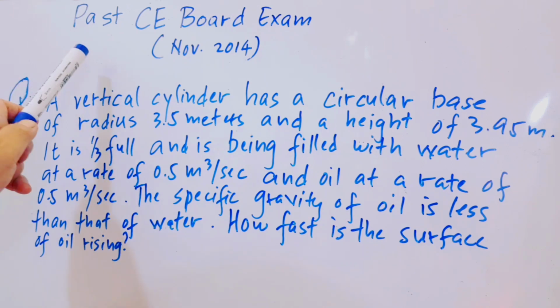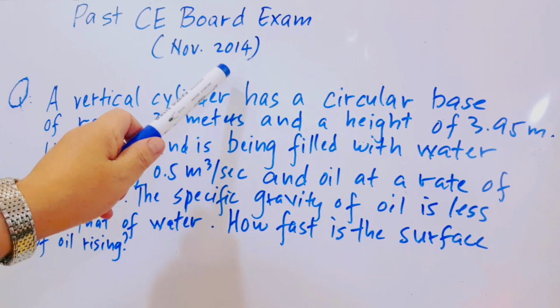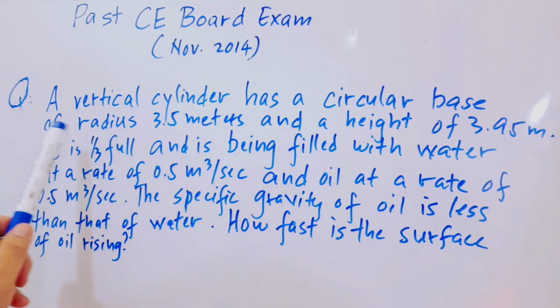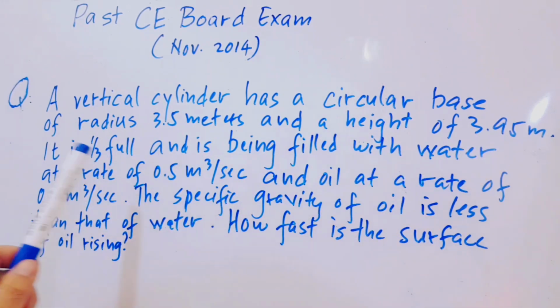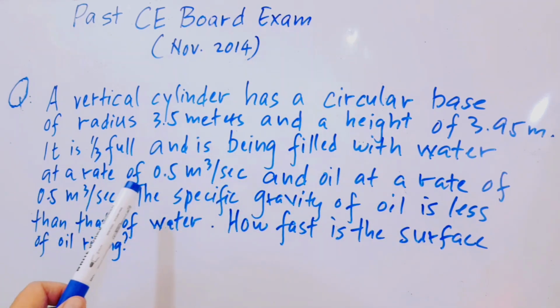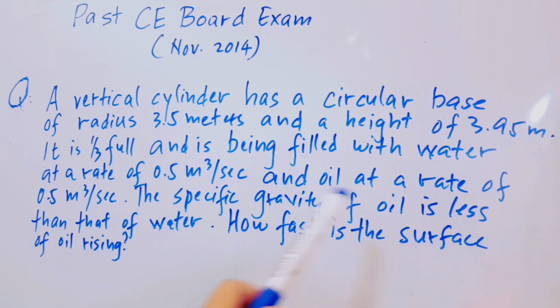Our second question was given last November 2014. The question: a vertical cylinder has a circular base of radius 3.5 meters and a height of 3.95 meters. It is 1/3 full and is being filled with water at a rate of 0.5 meter cube per second and oil at a rate of 0.5 meter cube per second. The specific gravity of oil is less than that of water. How fast is the surface of oil rising?